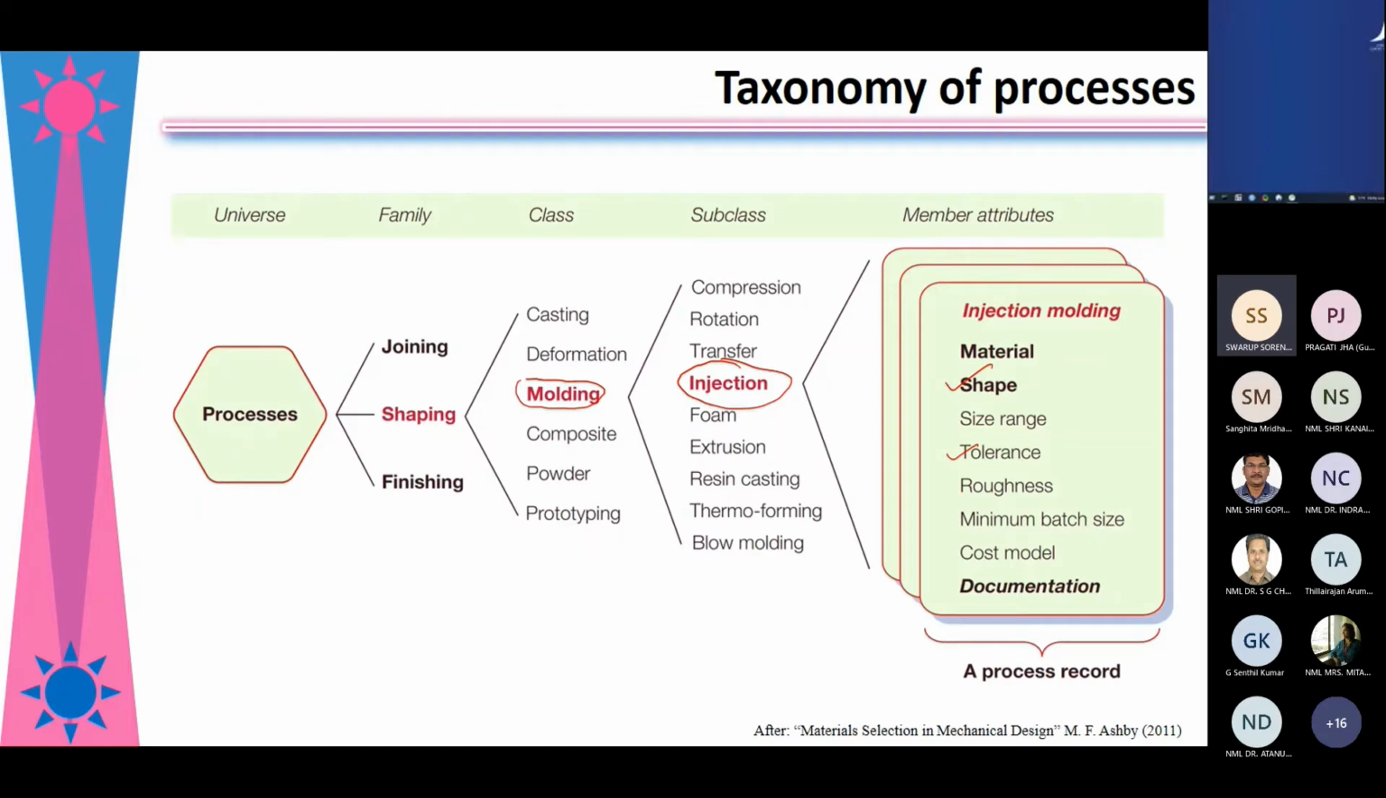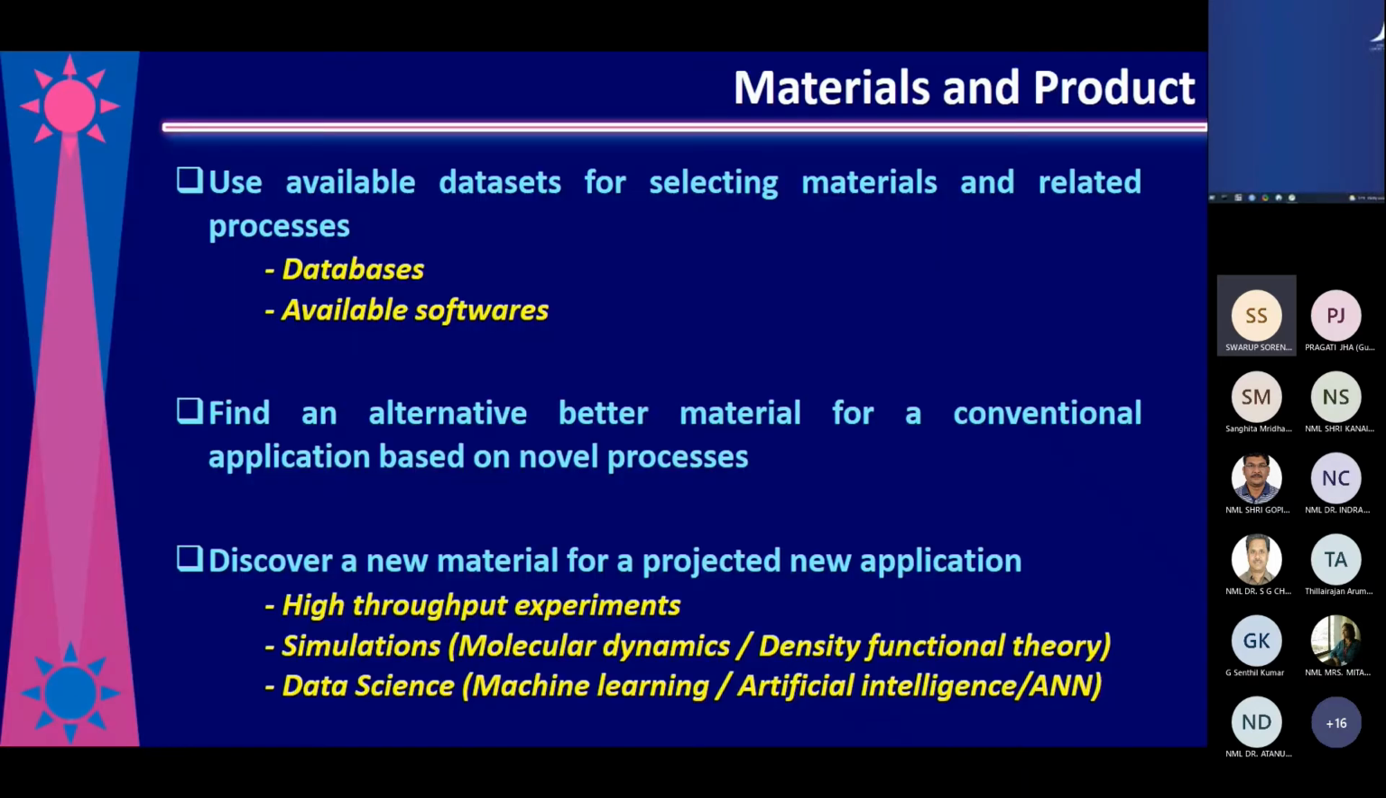So now, what? If we have an idea to make a product, then how can the material databases be used? First of all, the available databases can be selected from for the application, for the product we want to make. And so we can use the databases and we can use the available softwares. Available softwares will always have the databases available throughout the world.